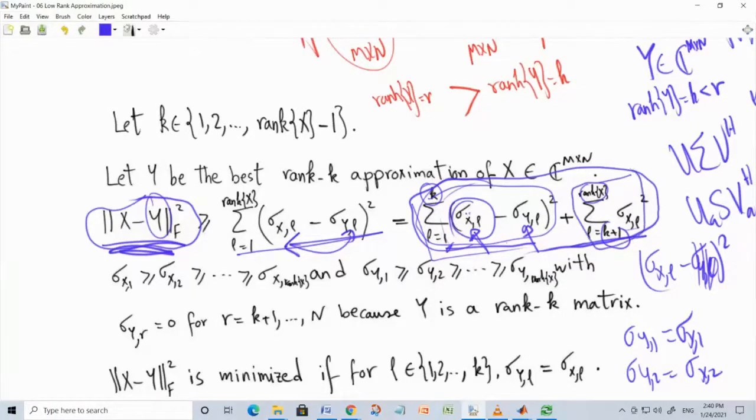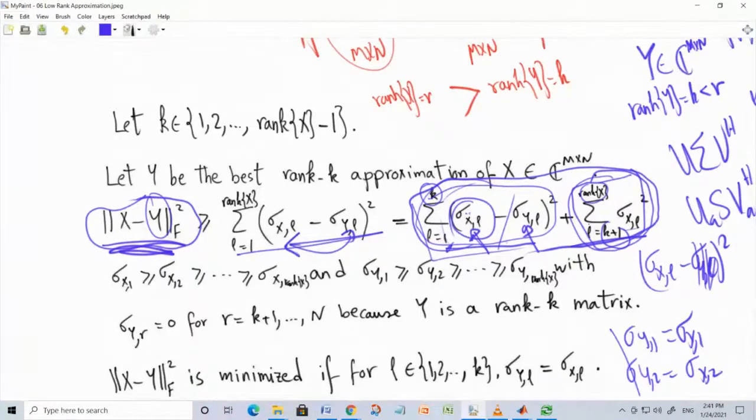What about this quantity? This quantity you cannot control, because this is a summation over the singular values of x, which is a given matrix with some given singular values. So you cannot control this one, and because matrix Y has only k strictly positive singular values, the best you can do to minimize the lower bound is to choose sigma y1 as sigma x1, sigma y2 as sigma x2, and so on, so that this is equal to 0, and basically this will be the residual. It will be the lower bound.